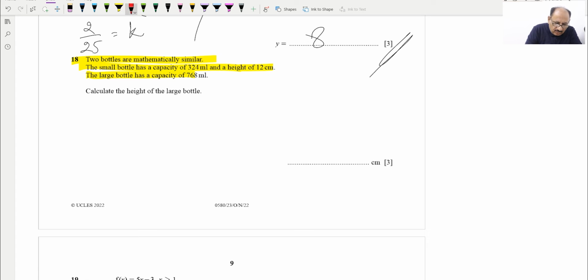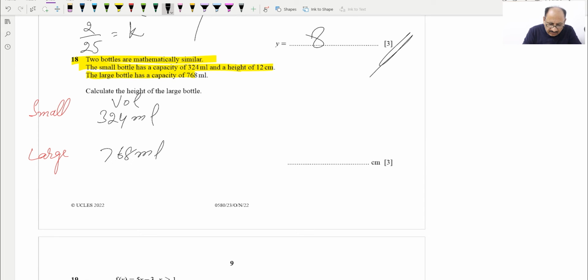So if we take the small bottle and the large bottle, they have provided the volume for the small one, 324 ml, and for the large one, 768 ml. They have provided the height, 12 centimeters, for the small one, and for the large one we need to find it. So the ratio of volumes will be k cubed.